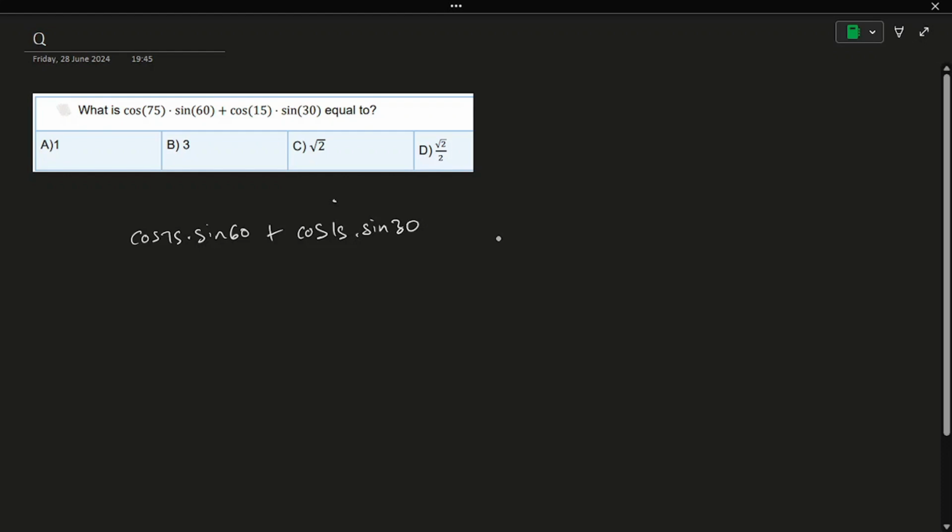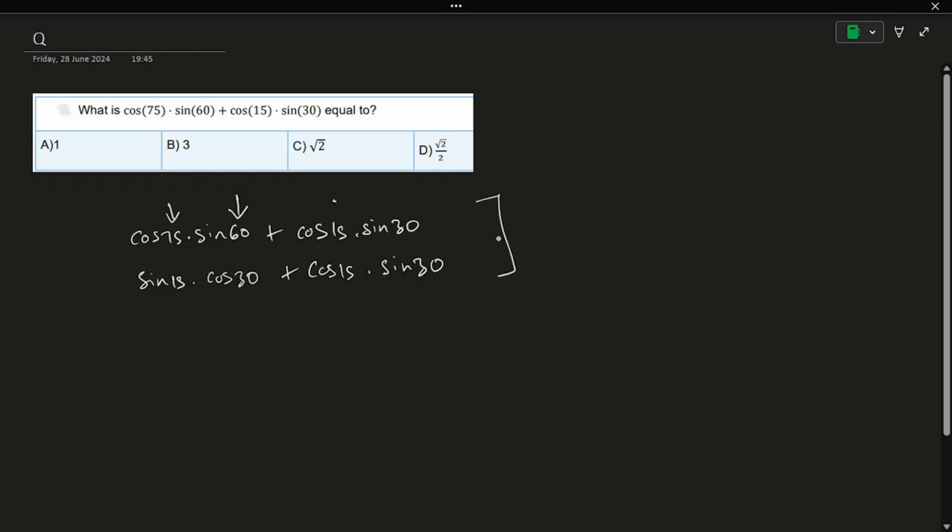So let's try to reduce the angles of these two, right? So cos 75 is the same as sine 15, so we can just write sine 15 here, and sine 60 is the same as cos 30. So, and then this is plus cos 15 sine 30.